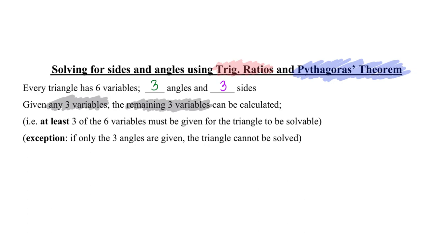So for any questions that we will need to solve, we do need to make sure that we have at least 3 out of the 6 variables. Okay, the only, and I repeat, the only exception is that if we are only given 3 angles, then we cannot solve for the 3 sides.